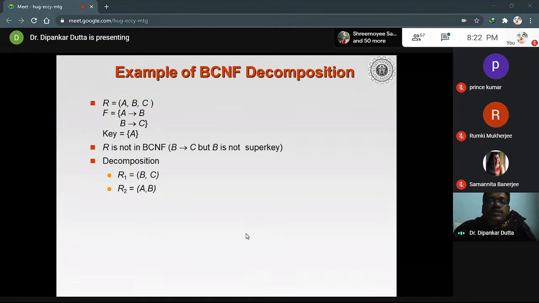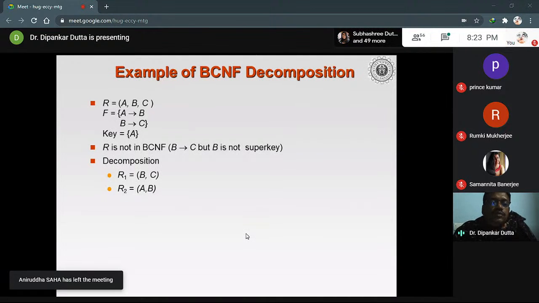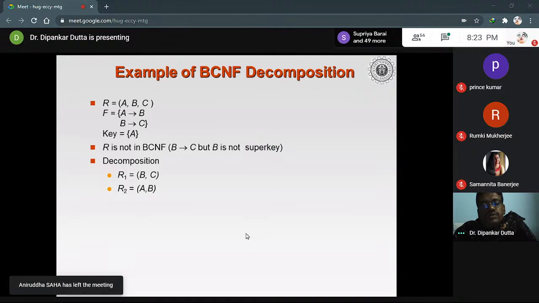Now, an example of BCNF decomposition. Another example: suppose in a table we have three attributes A, B, C. Now in F there are two functional dependencies, A depends upon B, B depends upon C. The key is A. It is not in BCNF because C depends upon B and B is not the super key. So we have to decompose it into R1 (BC) and R2 (AB), just like before.